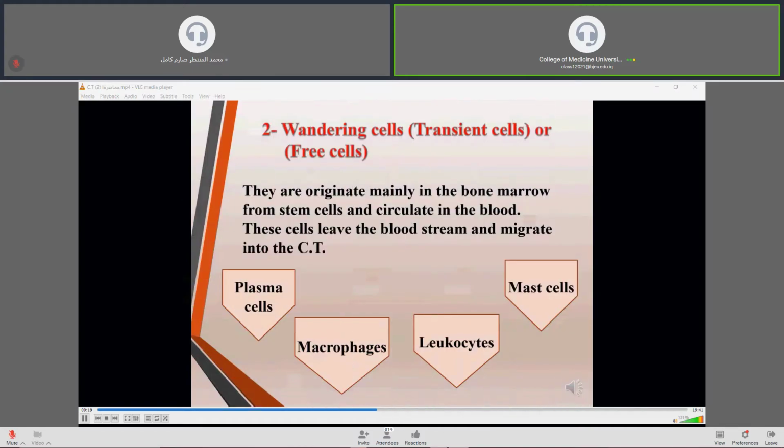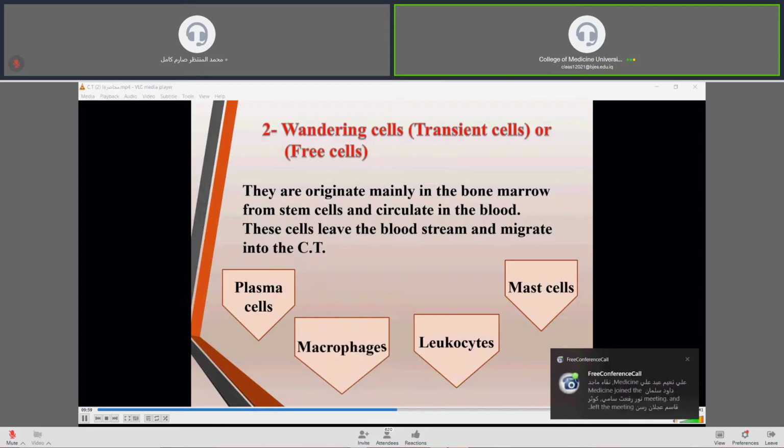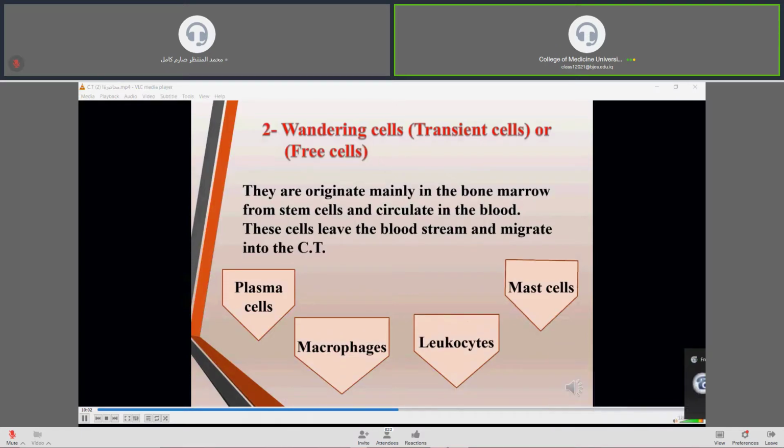The second type of cells is called wandering cells, or transit cells, or free cells. They originate mainly in the bone marrow from stem cells and circulate in the blood, then leave the blood stream and migrate into the connective tissue. This group of cells includes plasma cells, macrophages, leukocytes and mast cells. These are the types of cells found in connective tissue.